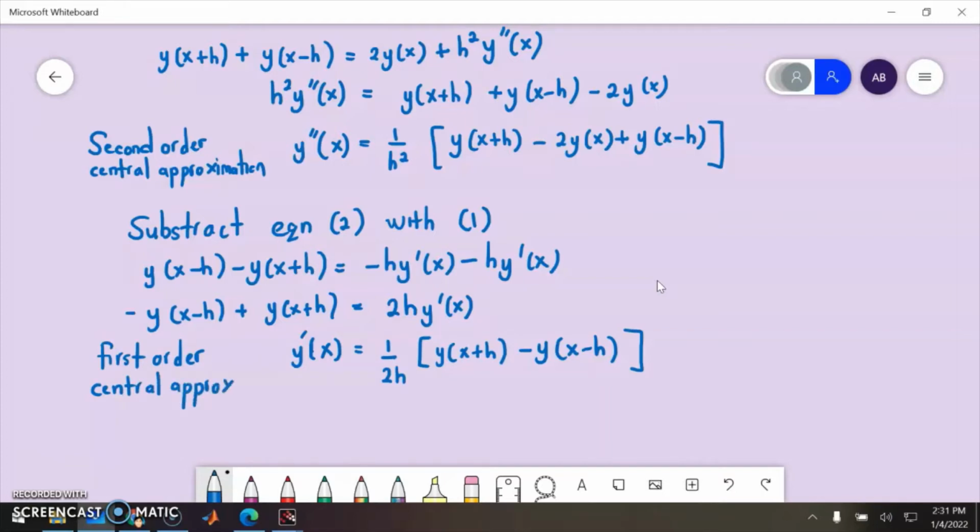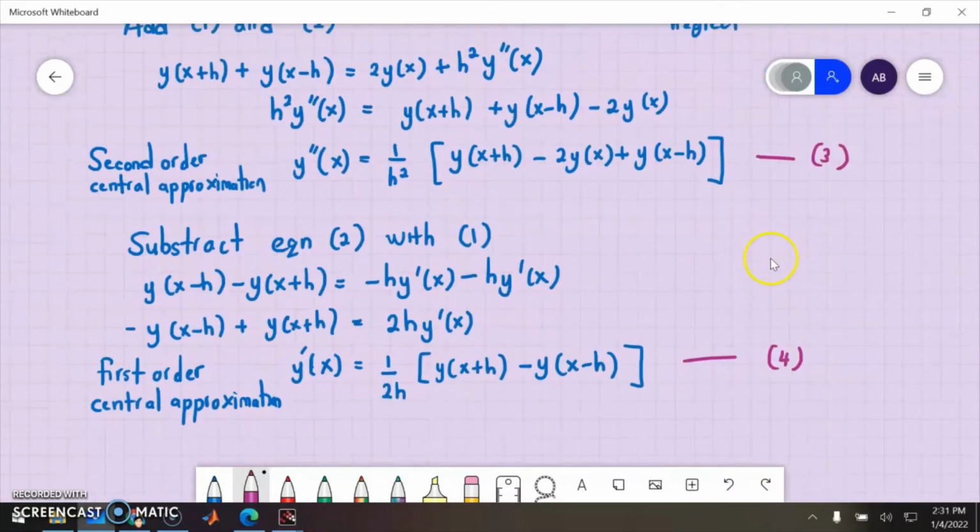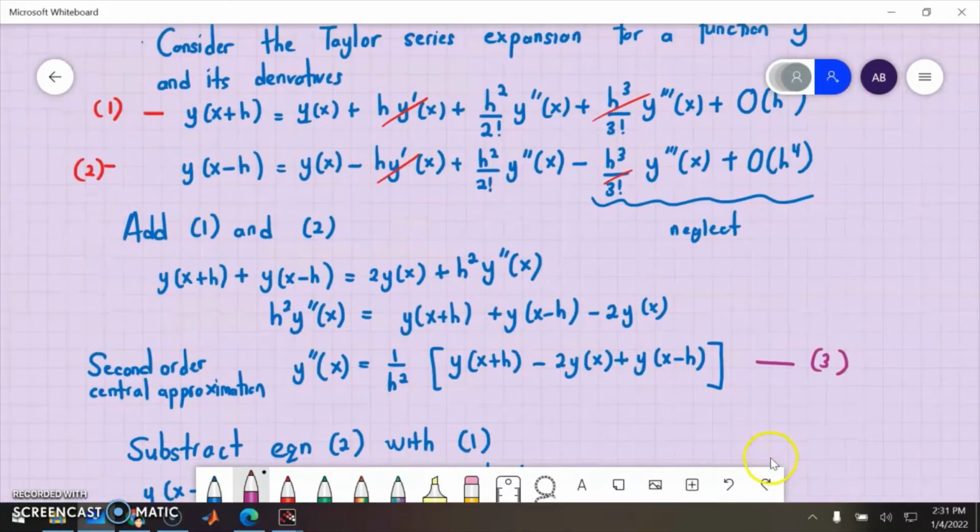We have obtained two equations involving first and second order. Call it equation 3 and equation 4. So we have the central approximation that you can do. And obviously, you can also get the forward approximation or the backward approximation if you are just considering one equation here instead of 1 and 2 just now.